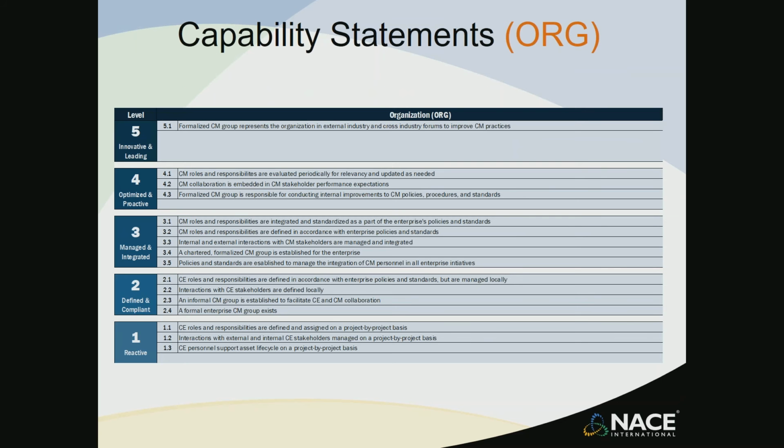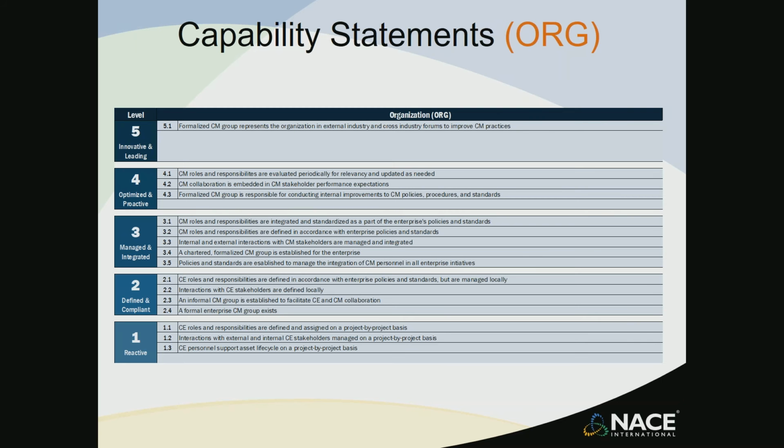So looking at organizations still at a level 1 maturity, a company would have corrosion personnel that support asset lifecycle on a project-by-project basis. So for the entire lifecycle, meaning from the time it's designed until it's built, through the operation of it, and when it is taken out of service, whether it's mothballed or just taken out of service in some way, there is a corrosion engineering person that is involved on a project-by-project basis.